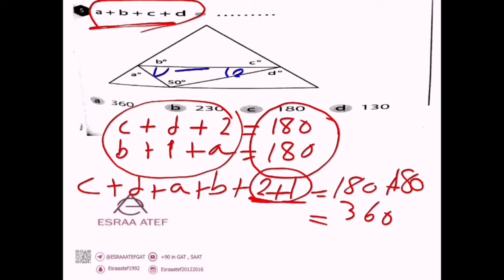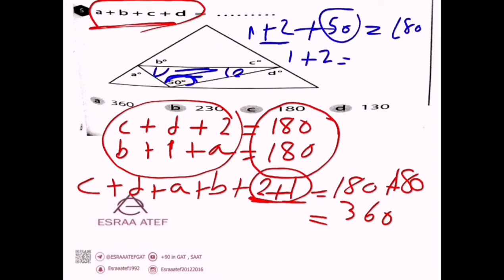And this shape is a triangle, which the third one is 50. So it means that 1 plus 2 plus 50 equals 180. So 1 plus 2, I can get the value of them, which is 180 minus 50. It will be 130. So I can replace 2 plus 1 and put 130.